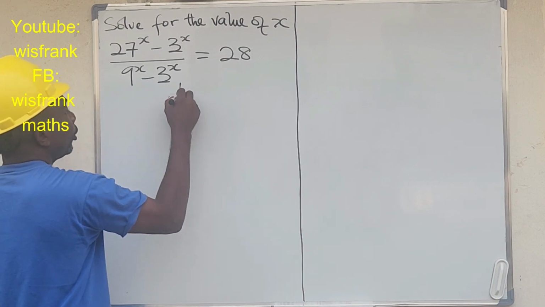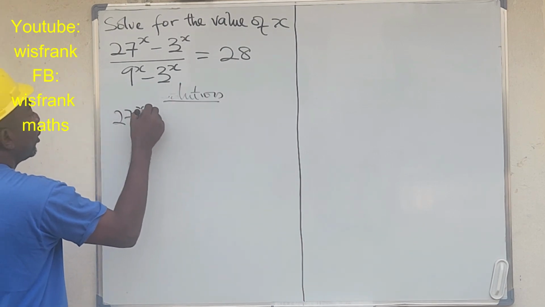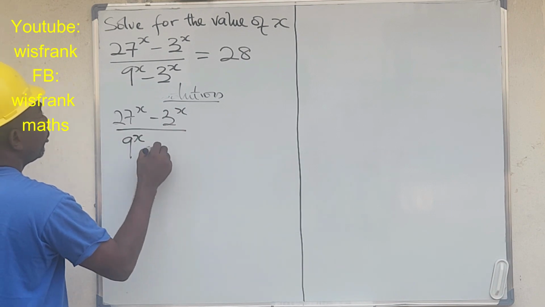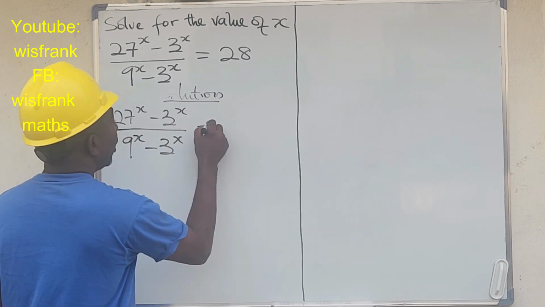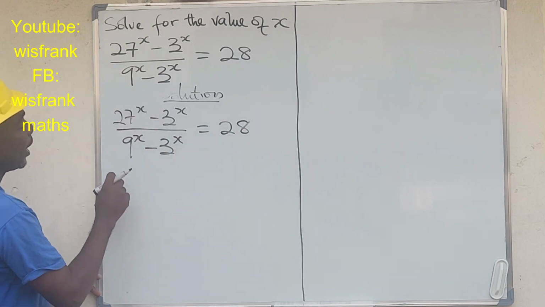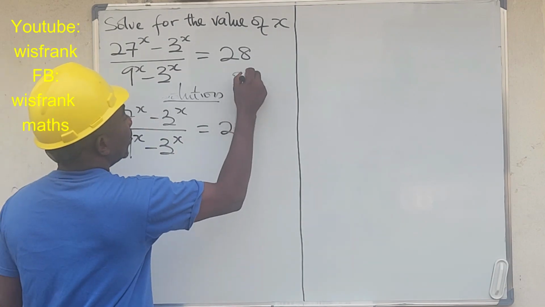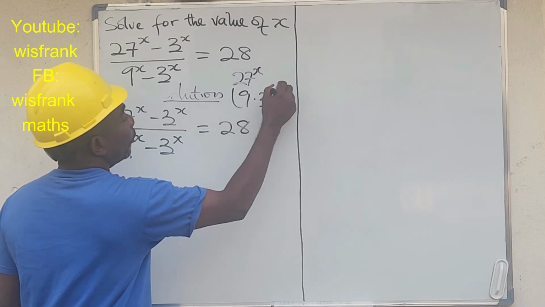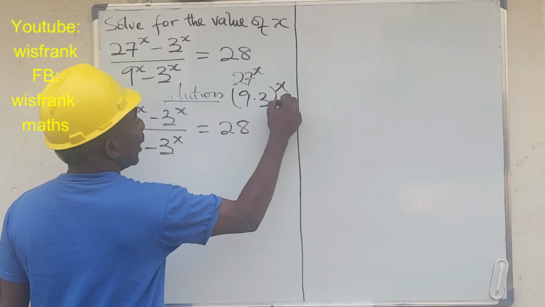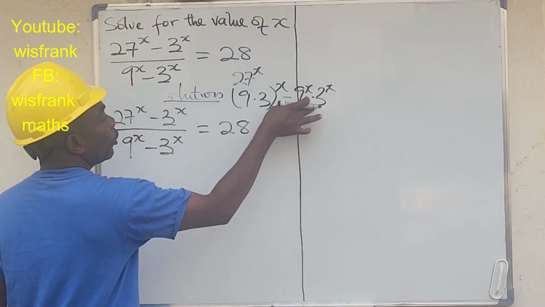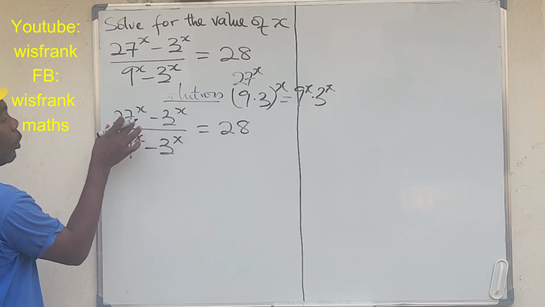And we have the solution. We have 27 raised to the power of x minus 3 raised to the power of x all over 9 raised to the power of x minus 3 raised to the power of x equals 28. So in this case, 27 raised to the power of x can be rewritten as 9 times 3 all raised to the power of x. So this is the same thing as 9 raised to the power of x times 3 raised to the power of x. So we are going to substitute here where we have 27 raised to the power of x.